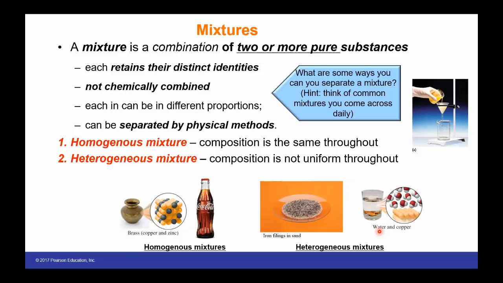Mixtures are a combination of 2 or more pure substances. In a mixture, each one of the substances maintains its distinct identity. They are not chemically combined to each other, and a mixture can have a number of different proportions. The one thing about mixtures is that they can be separated by physical means. What do you think are some ways you can separate a mixture? Think of some of the common mixtures you come across daily. How would you separate a mixture of sand and water?